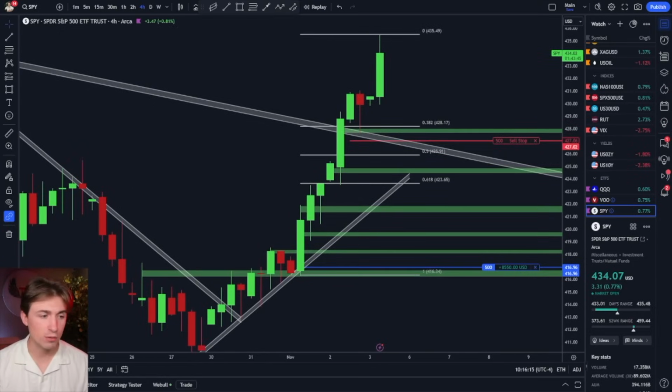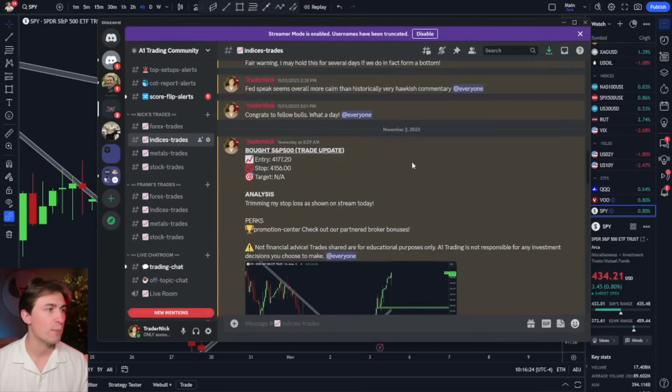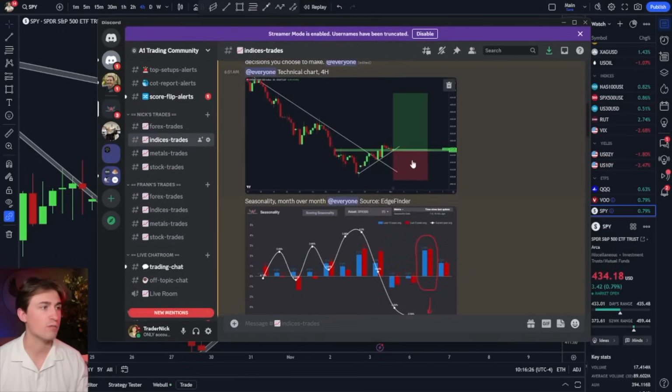Now, I picked this trade up inside of our Discord group, and I'll show you what that looks like here really quick, just so you can see the logic behind this trade. Feel free to pause the video if you want to read through this, but basically we went long at the beginning of November.